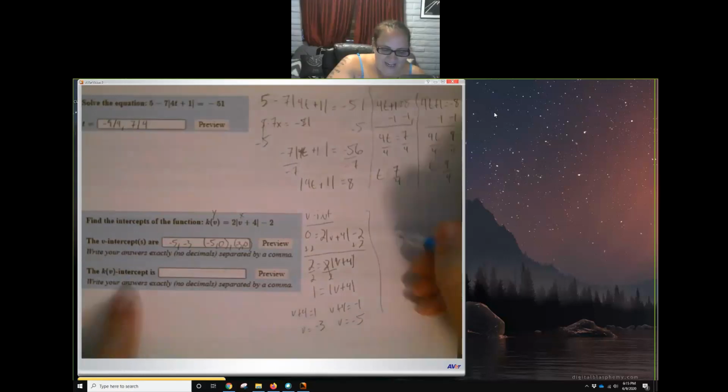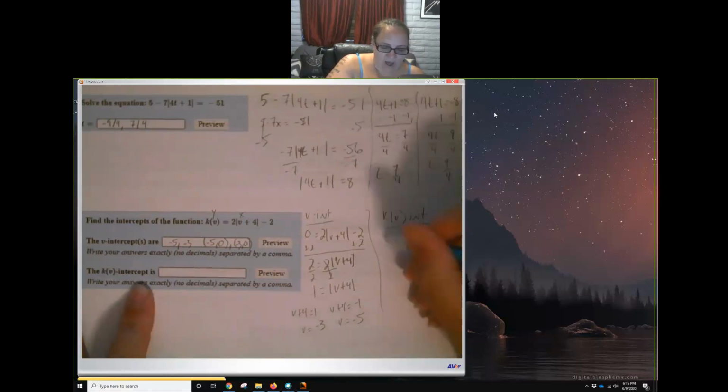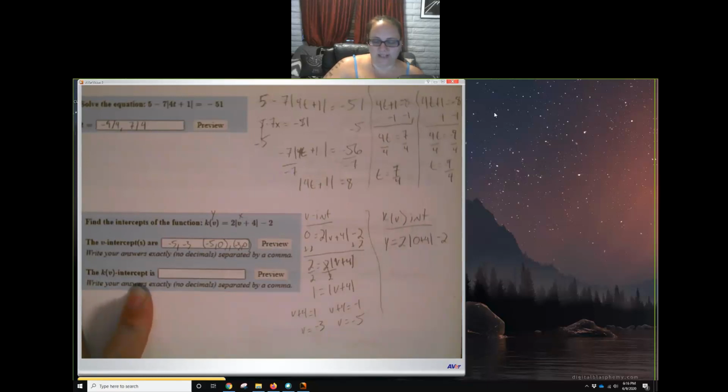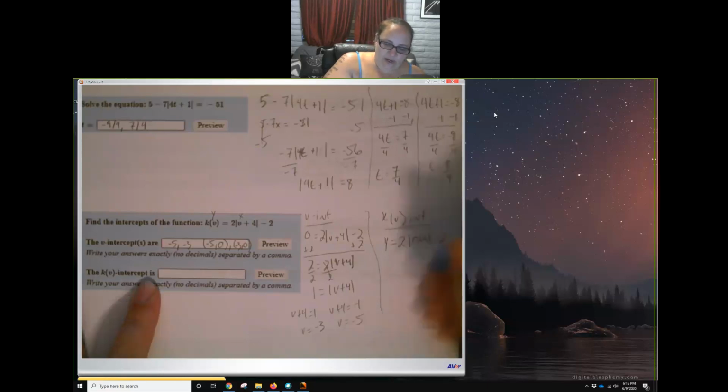So then to find the y-intercept, you're going to set x equal to 0. So you would say y equals 2 absolute value of 0 plus 4 minus 2. Now we're not solving here. Here we're just going to evaluate this side. So 0 plus 4 is 4. The absolute value of 4 is 4. 2 times 4 is 8.